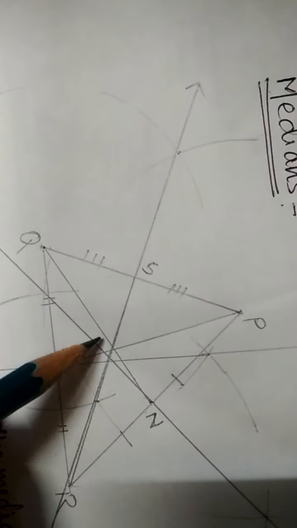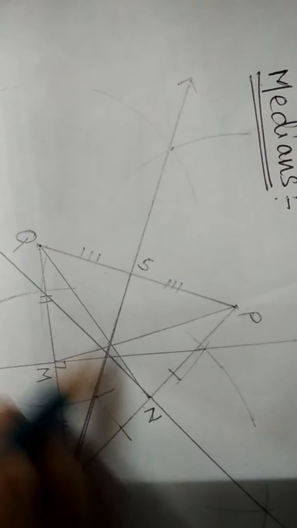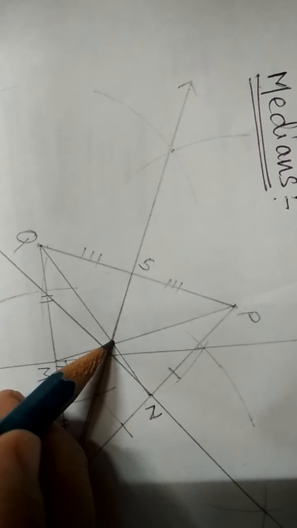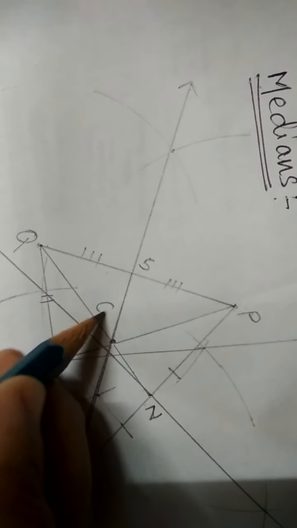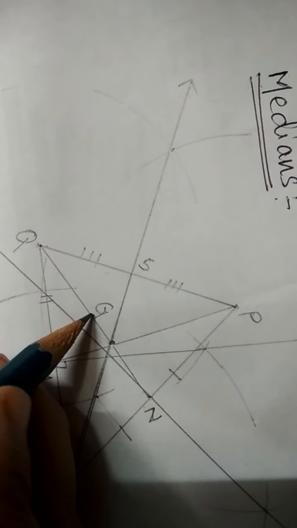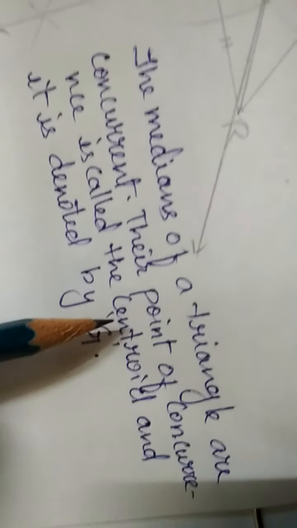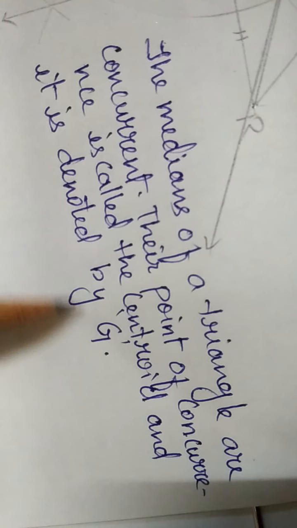Where these three medians intersect, not the angle perpendicular bisectors, the median intersection point will be denoted by capital G. It is the centroid. The point of concurrence of the three medians is called the centroid, and it is denoted by G. So the statement is that the medians of a triangle are concurrent, and their point of concurrence is called the centroid, denoted by G.